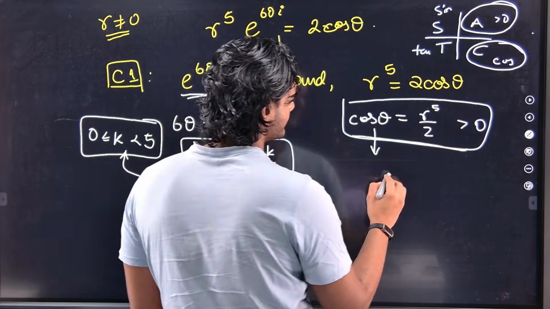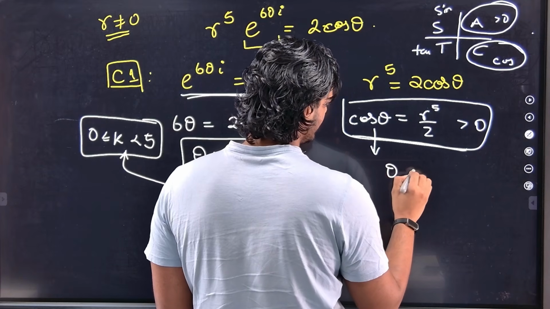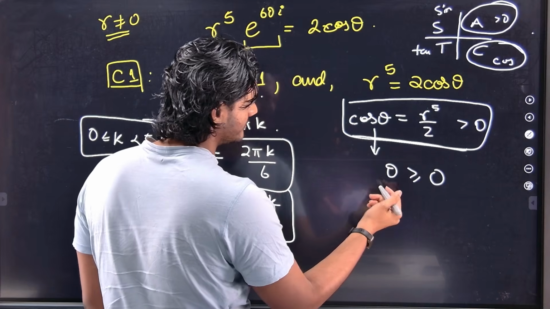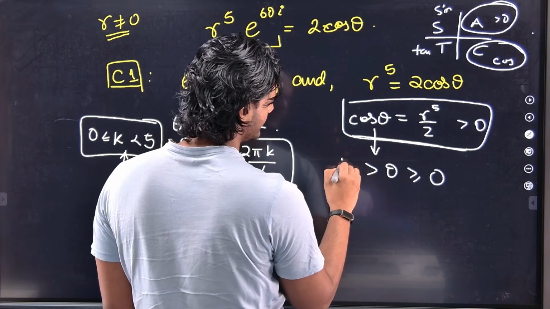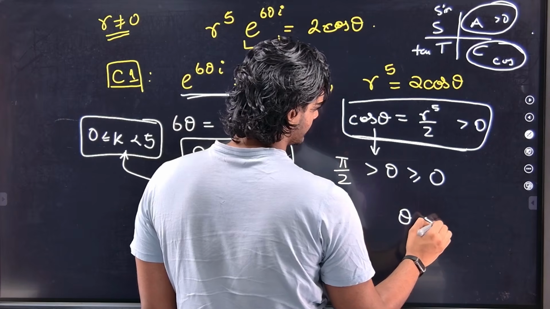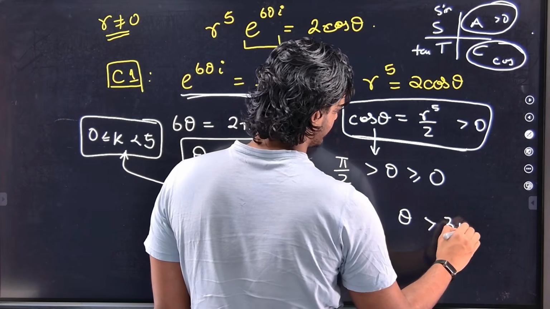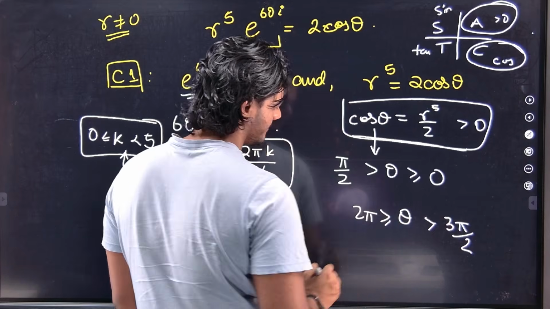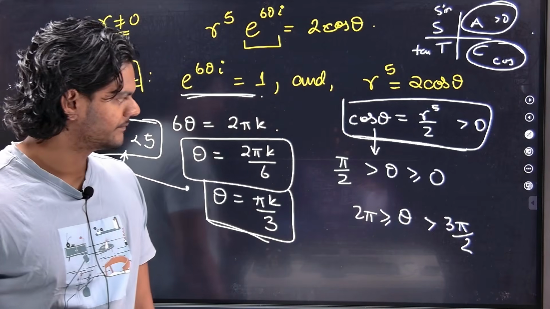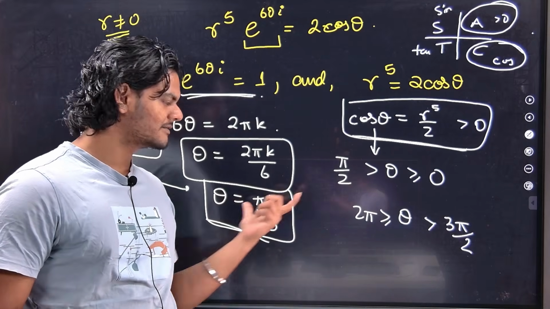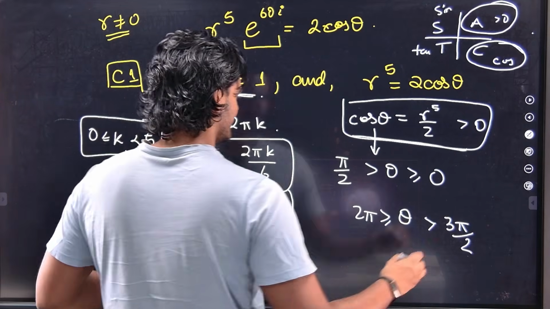So that means theta can be equal to 0, strictly positive but less than pi by 2, or theta is strictly greater than 3 pi by 2 and less than or equal to 2 pi, right? So these are the possible values. Now we will include both. So what do we do?